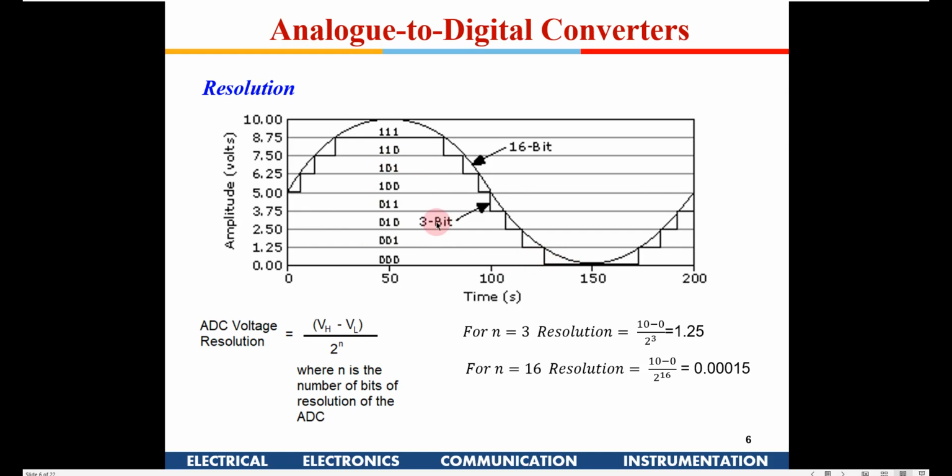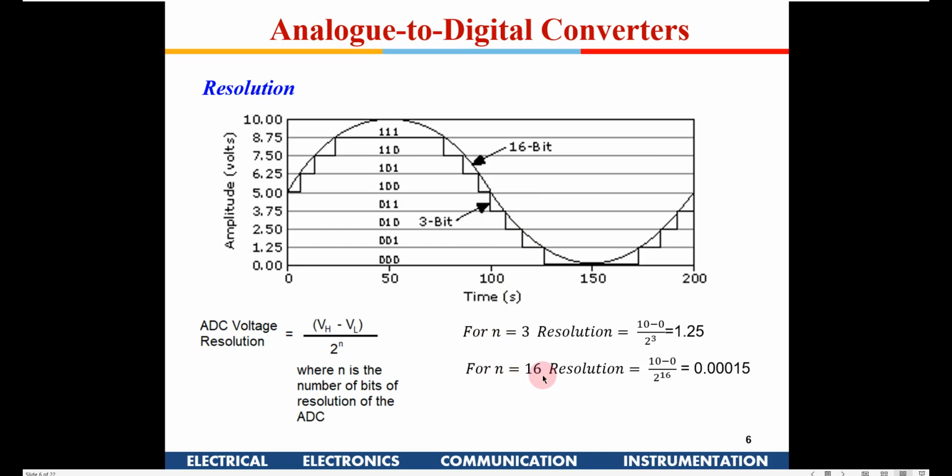Now if I want to increase the resolution, I have to increase the value of n. If I use a 16-bit ADC, then you see there become very small steps. The resolution now becomes 10 divided by 2 to the power of 16, that is 0.000015. So it is now a very fine resolution. If you increase n, the resolution will be better. Obviously the hardware requirement will also increase, so depending on your requirement, you will fix the value of n.